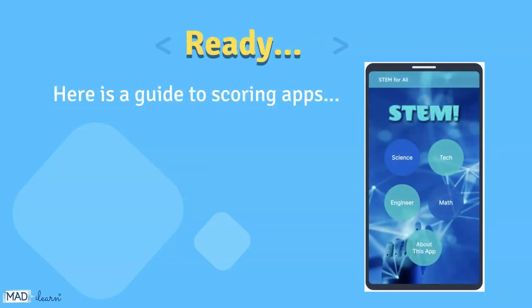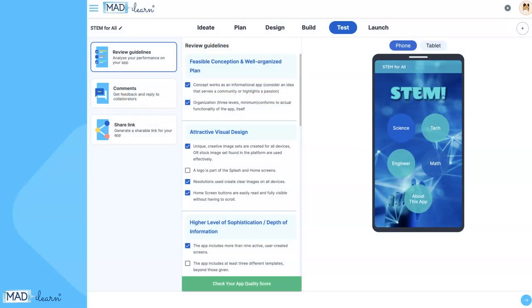Here's a guide to scoring apps. Start by opening the test module. The Review Guidelines option should be open. Note, this process should be done by the student before submitting the app to the teacher.